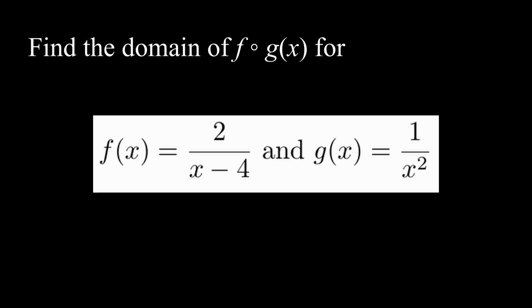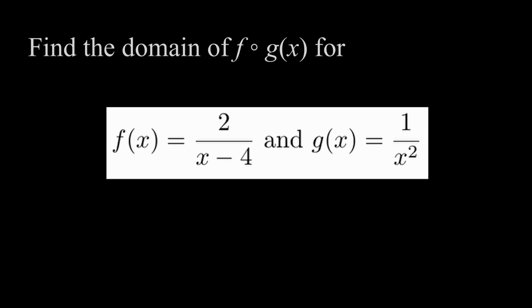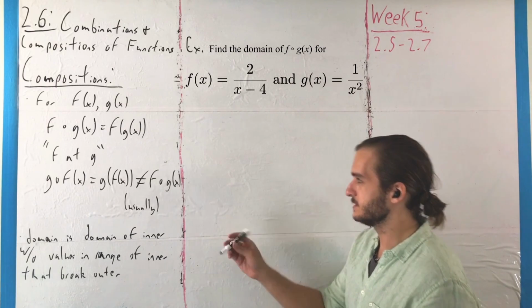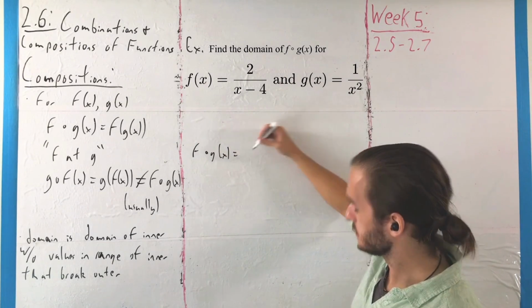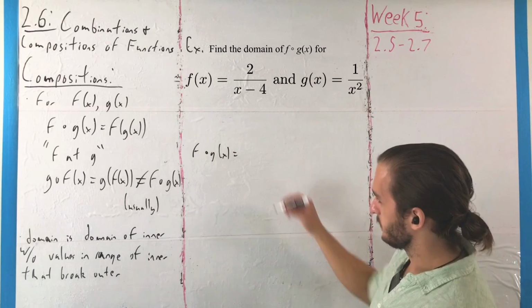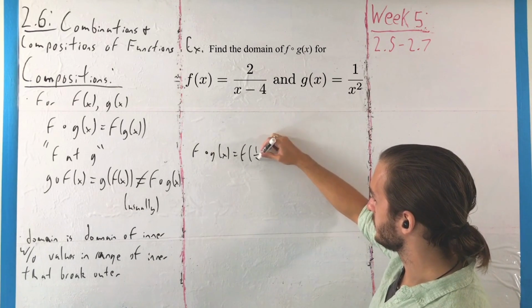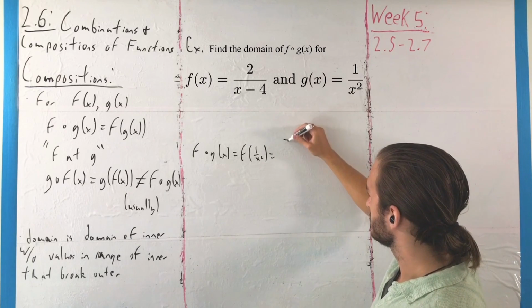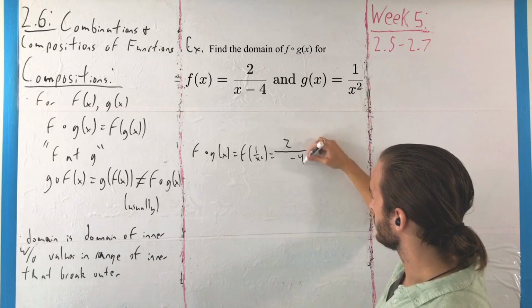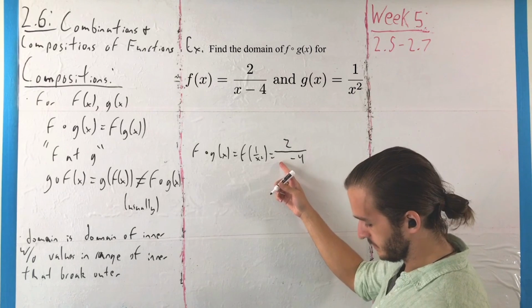So for this example, we want to find the domain of f composed with g, where f is 2 over x minus 4 and g is 1 over x squared. So for this, the first thing we have to do is find what f composed with g actually is, where in this case, we would have f evaluated at 1 over x squared. So that would end up being 2 over something minus 4, where the something used to be an x.